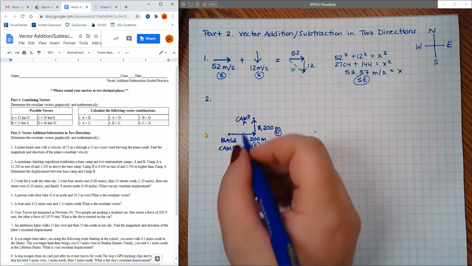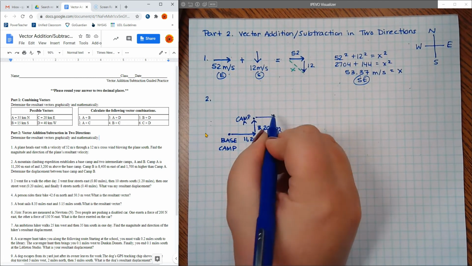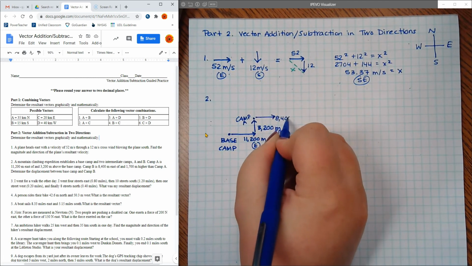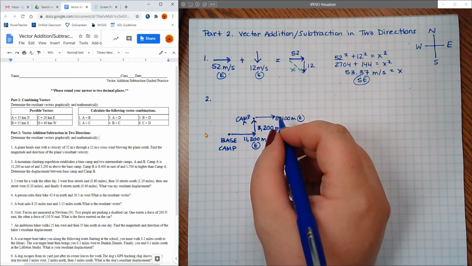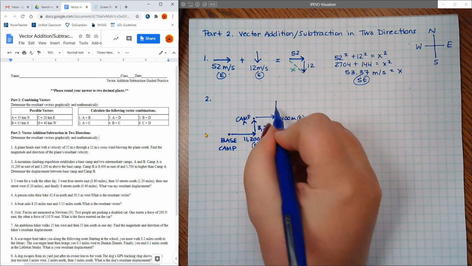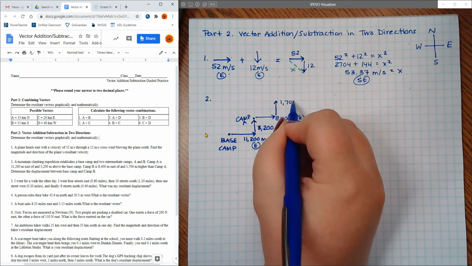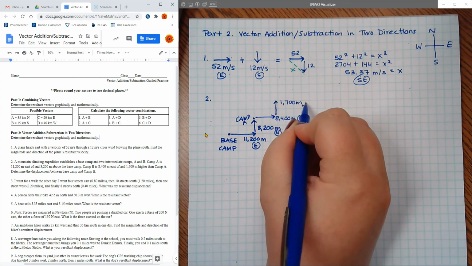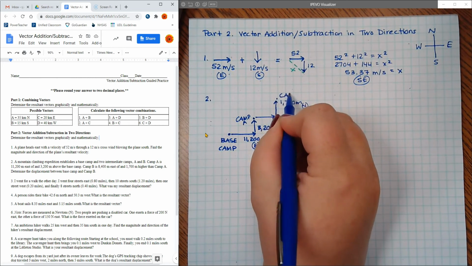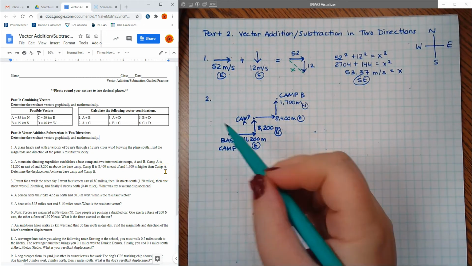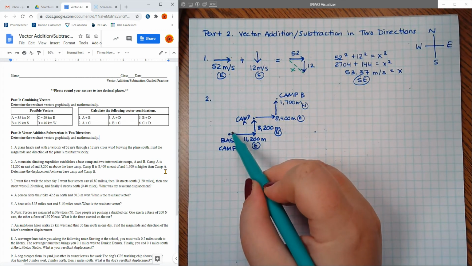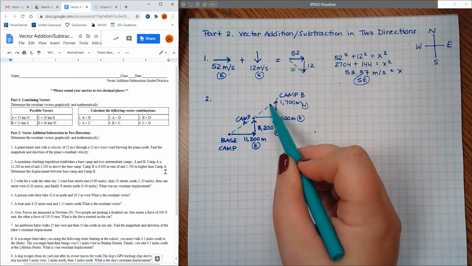Then I'm told Camp B is 8,400 meters east of Camp A and 1,700 meters higher. So this is Camp B. Question was, determine the displacement between base camp and Camp B. Since this is not drawn to scale, I can't just rely on measuring something, but what I'm trying to figure out is the distance that this dotted line covers.